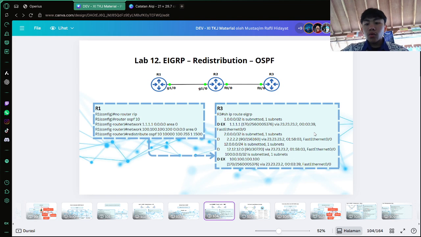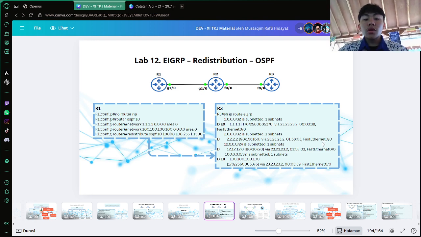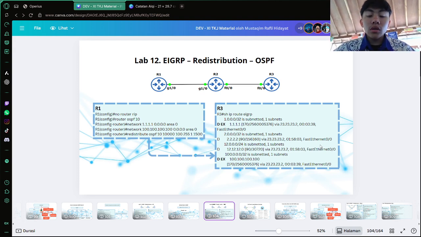Today we are exploring EIGRP, Enhanced Interior Gateway Routing Protocol, one of Cisco's most robust routing protocols. This lab demonstrates EIGRP redistribution with OSPF in a three-router topology. The network is set up with three routers, Router 1, Router 2, and Router 3, in a linear topology.